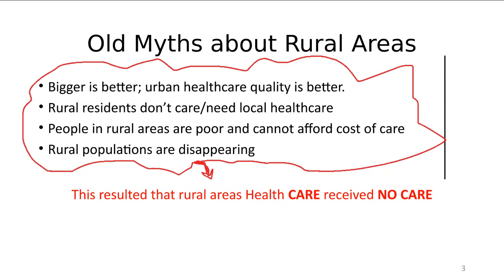The third myth is that people in rural areas are poor and can't afford the cost of care. Not all of them. Some of them are poor, but I can give you one example from my country, Jordan. Some people who live in the desert, like Bedouins who raise sheep and goats, actually have a lot of money because of the hundreds of sheep and goats they have. They can sell just one goat and go to the dentist, and we see that very often.